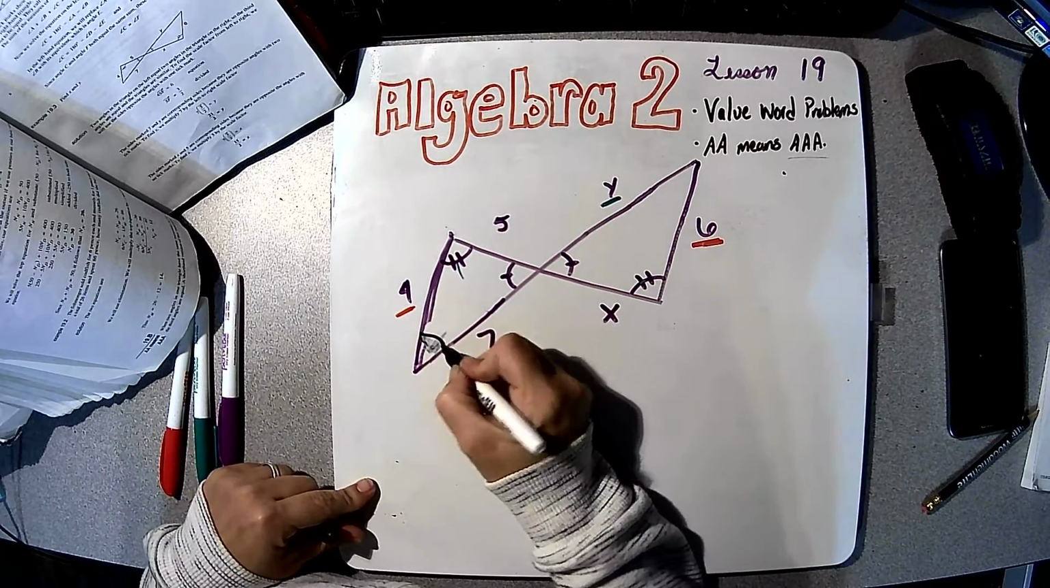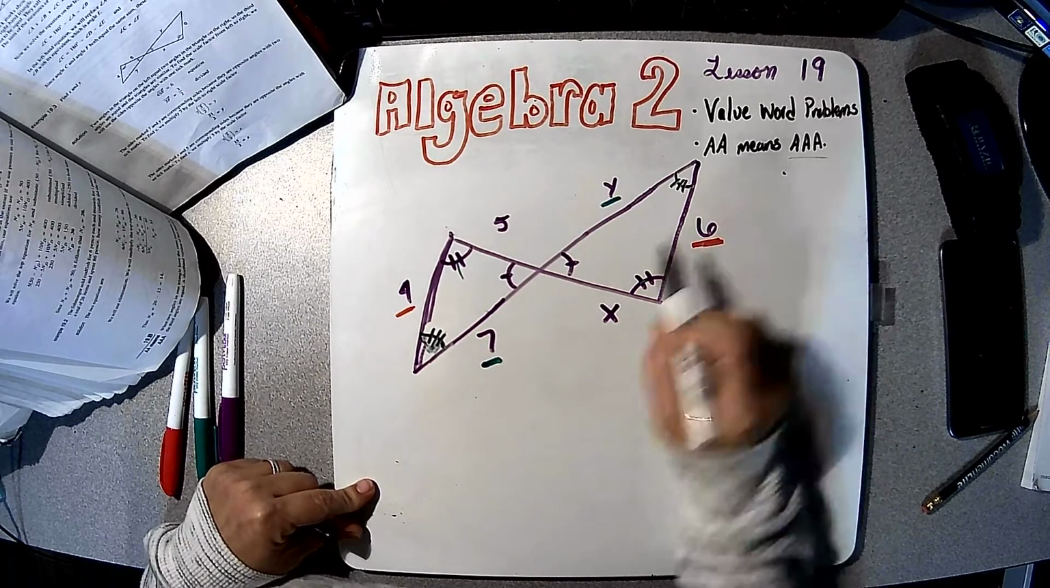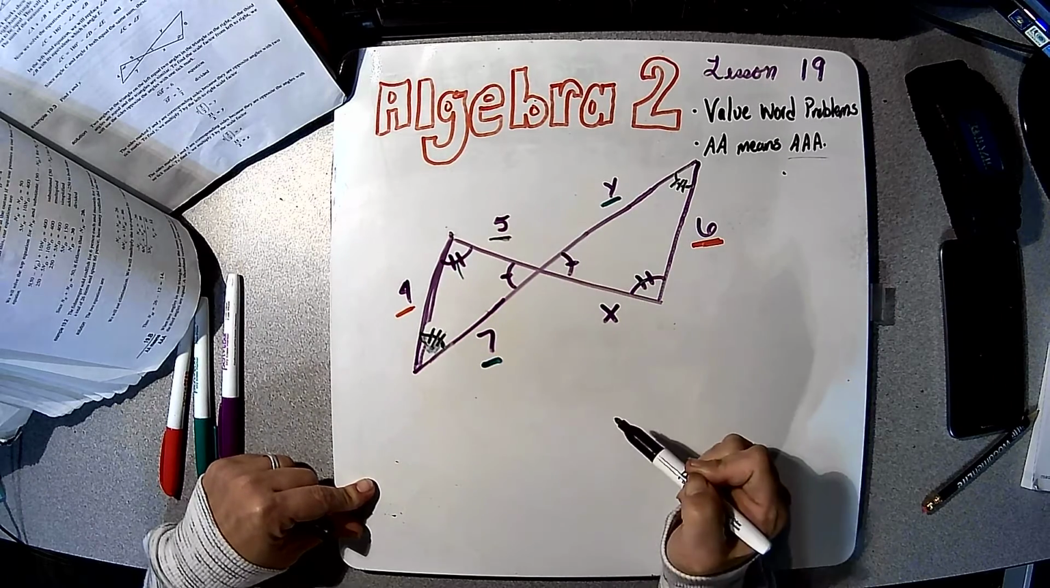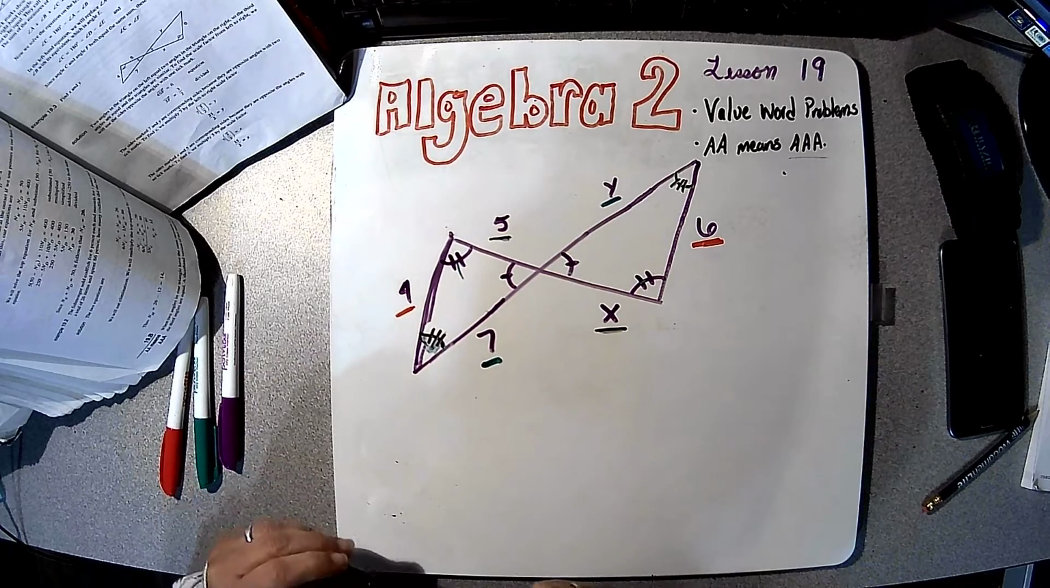Tells us that this one has to be the same as this one. Because if the two angles are the same, that means the third one is equal to this 5. So that means this one, the 5, would be congruent to the x.